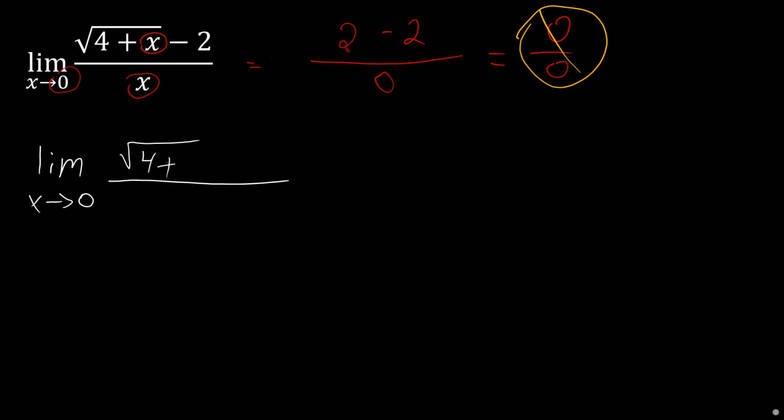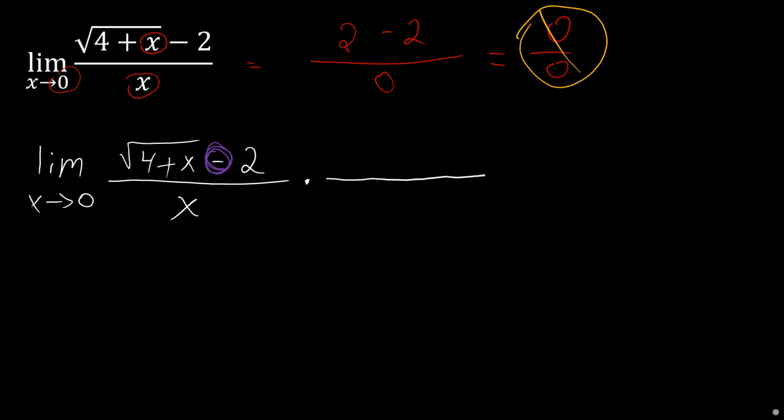So 4 plus x minus 2 over x. In a situation like this, what you're going to want to do is multiply by the conjugate. The conjugate essentially is: I'm going to take whatever expression has a square root on it, and I'm going to try to cancel that, but I'm going to change this sign here. So if it's negative, I'm going to change it to positive. If it's positive, I'm going to change it to negative.